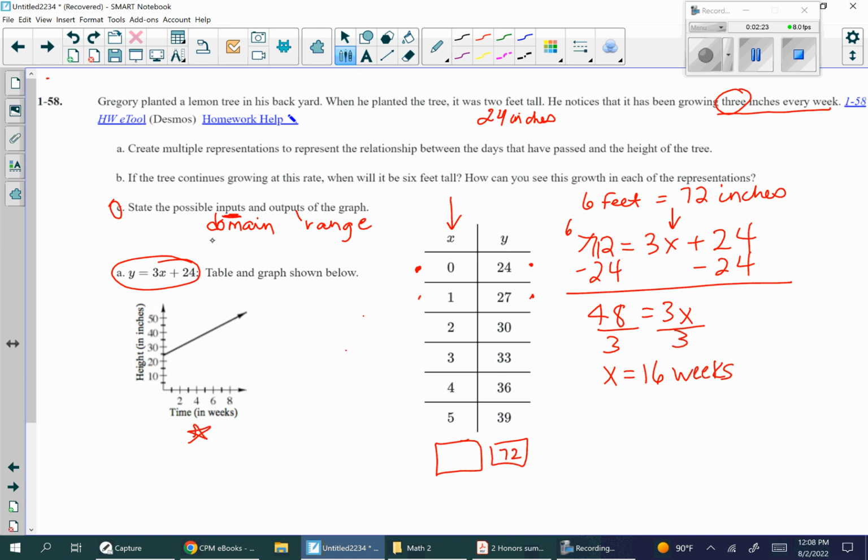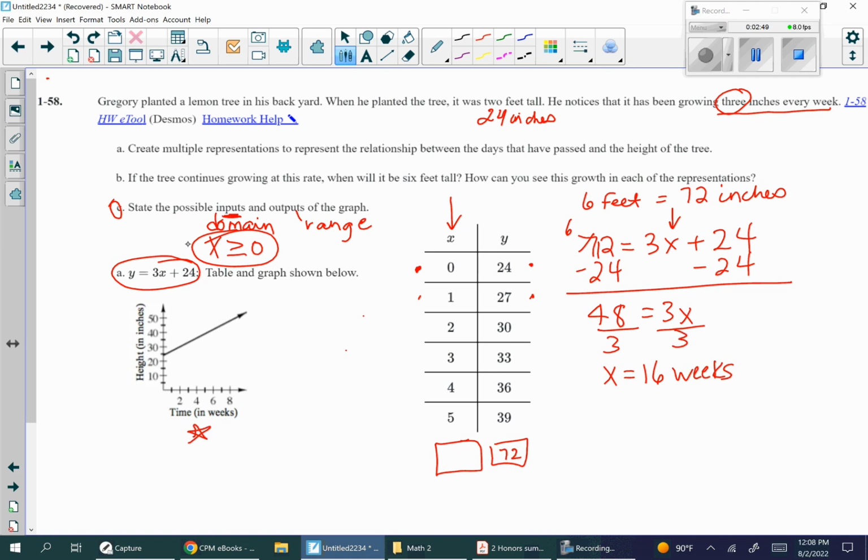So the domain of our graph is that X has to be greater than or equal to 0. I guess theoretically we could go on to infinity time-wise. Trees do not live forever, so if X was 1 million, there would be a problem with that. We could limit it a little bit more, but just for the sake of this problem, we're going to say X is greater than or equal to 0 weeks at this point.